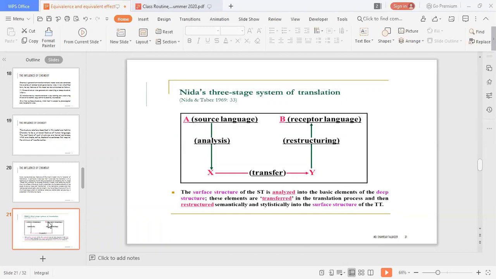Whether you want it or not, whether you are conscious about it or not, it happens automatically. This process happens for all translators automatically: analysis, transfer, restructure. That's all. Is it understood? Okay. Should I jump to the next slide? Yes, sure, sir.